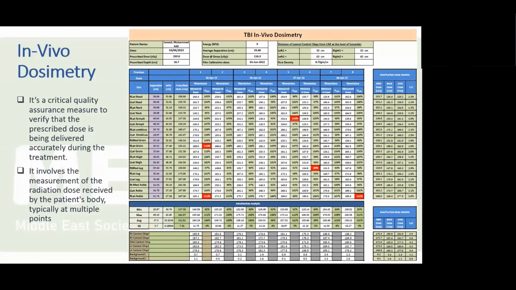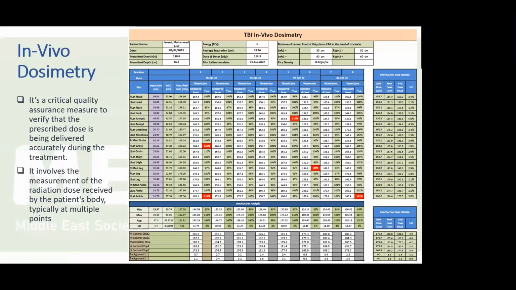Before, it was around 6 to 7%, sometimes 8%, 9%, but now it's within plus or minus 5%. Here you can see the intrafraction, which ranges from a minimum of 95 to a maximum of 111, and 4% is the standard deviation. And the same for the second fraction, third fraction, fourth fraction, and so on. We also use control chips to verify whether everything is going in the right direction, and whether there is any deviation from the control chip or not.